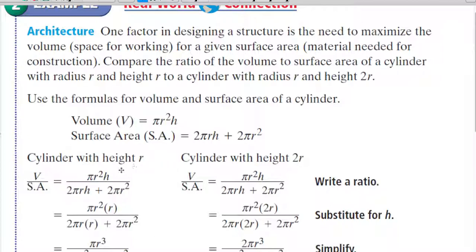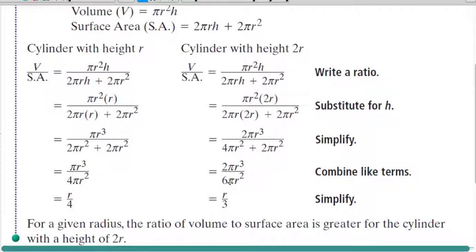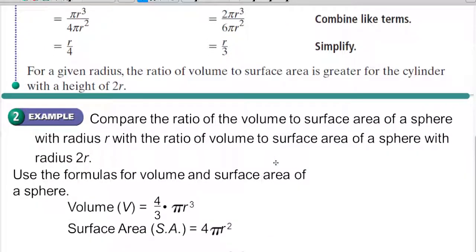Same basic general formula, but in the second step here, they substitute in r for the height and then 2r for the height. So then they go through and simplify both. R fourth equals R third. So the ratio of volume to surface area is greater for the cylinder with a height of 2r, which quite honestly most of you probably would have already expected. And that's because r thirds is greater than r fourth. This is 0.25r, this is 0.3r.